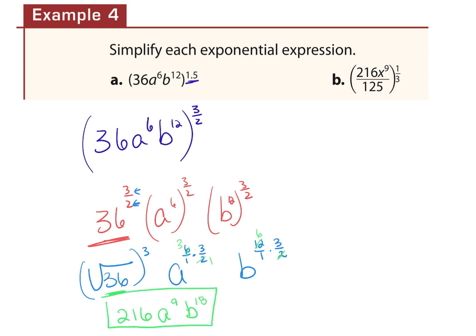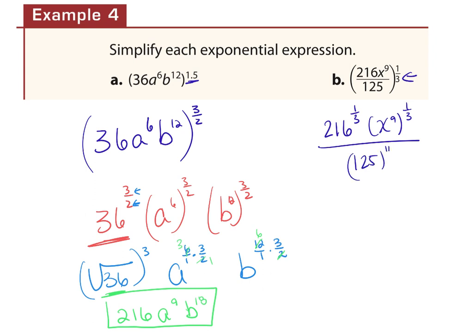And so even though it looks weird with a decimal, we write it as a fraction. And then for any whole numbers, change it to a radical because it's easier to think about it in radical form. What about this guy? Well, I need to take everyone to that power. 216 to the 1/3. X to the 9th to the 1/3.